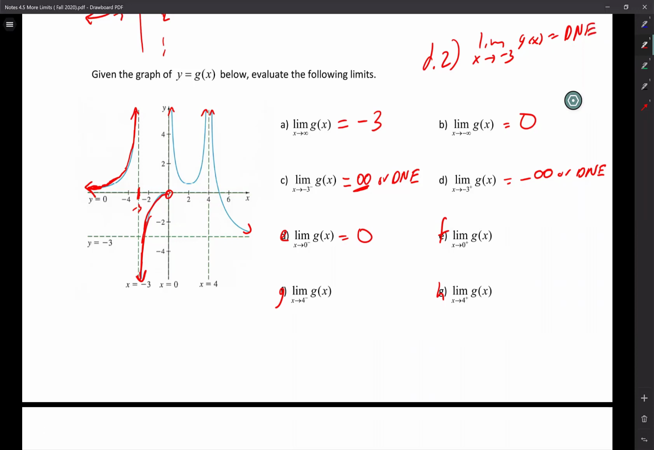Limit as x approaches 0 from the right. So I'm approaching the x value of 0. It looks like my y value just keeps going up forever. So either positive infinity or does not exist. Which one's the better answer? Since I'm talking about a behavior, I think the positive infinity is a better answer on that one.